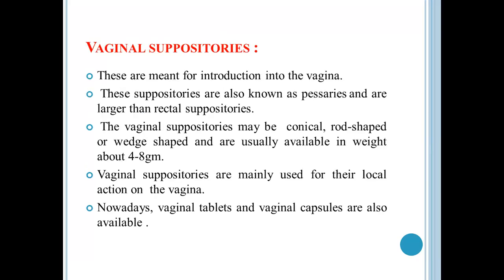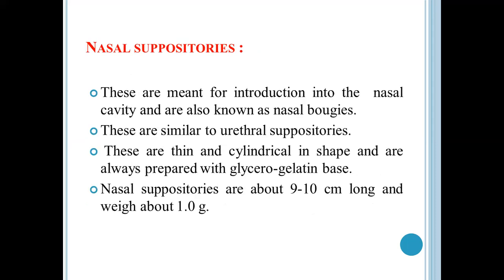As you know, vaginal suppositories are larger than rectal suppositories. They are available in different shapes, such as rod shaped, conical shaped, and wedge shaped, and their weight is about 4 to 8 grams. They are mainly used for insertion into the vaginal cavity, and they show their local and systemic effect from this cavity. So this is about vaginal suppositories.